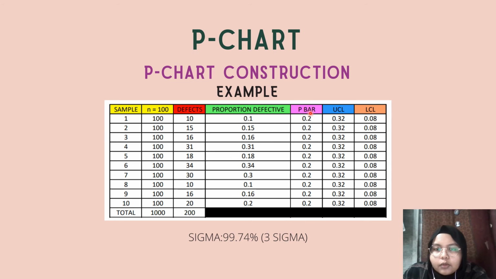To find the P bar, we must take the total defect 200 divided by n 1000 and you will get 0.2. To find the UCL, we must use P bar plus 3 sigma square root of P bar multiplied by, in the bracket, 1 minus P bar, divided by n, and you will get 0.32. To find the LCL, we must use P bar minus 3 sigma square root of P bar multiplied by, in the bracket, 1 minus P bar, divided by n, and you will get 0.08 for every sample.